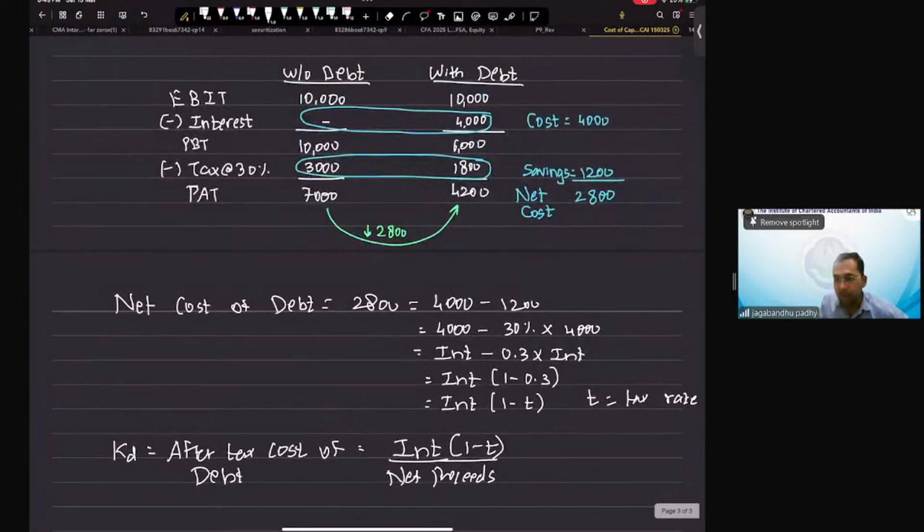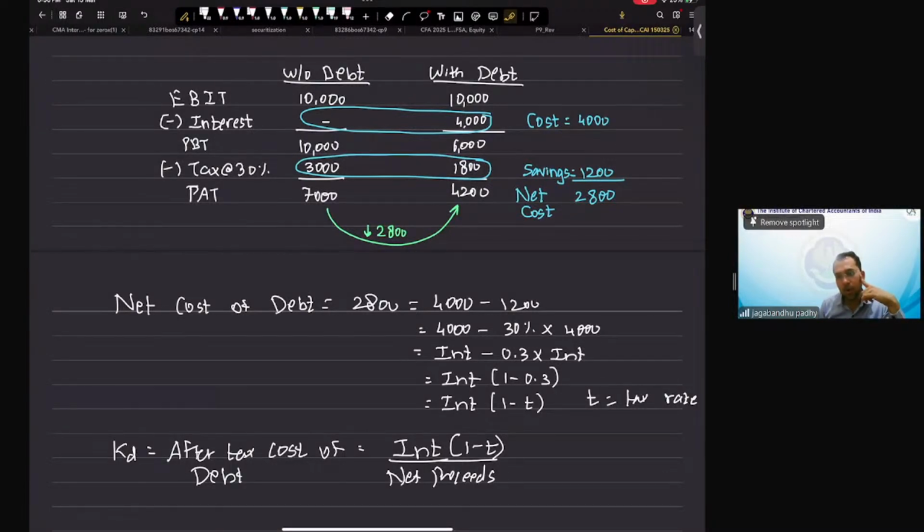Romit Kaur is asking, why are we subtracting that 1,200? No, we are not paying it. We are not going to pay this 1,200 because a company which is having debt is going to pay only 1,800 as tax instead of 3,000. So that 1,200 is a savings for the company which is having debt. Being a company with debt, you will be claiming this 4,000 as expense, and you will be saving 1,200 of tax. And therefore, your net cost works out to be 2,800.